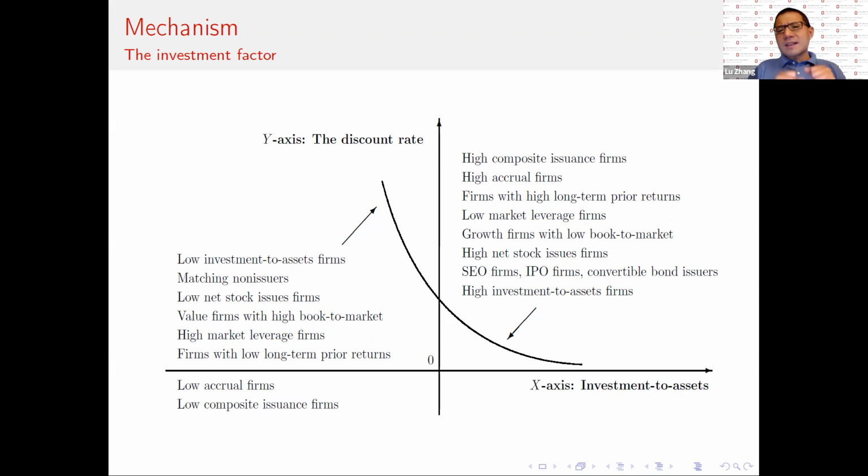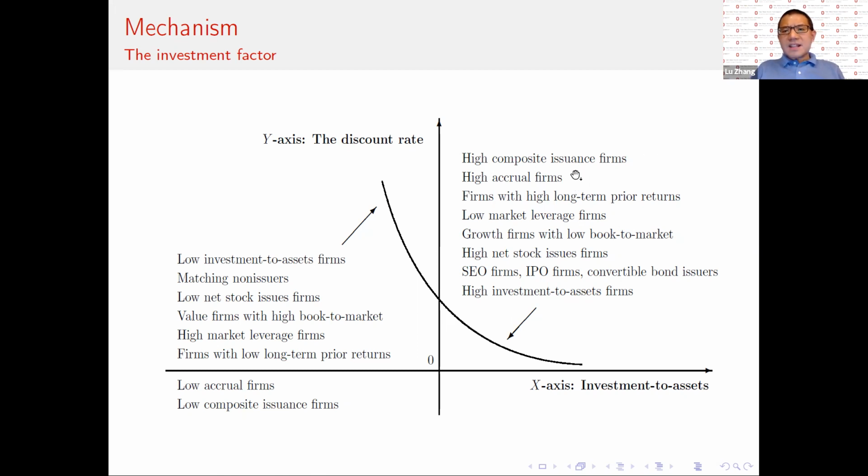Most anomalies are basically the investment anomaly, different manifestations of our investment factor or ROE factor. In the case of accrual, it's loading simultaneously on our investment factor, profitability factor, as well as the expected growth factor. Only after we throw in expected growth in the Q5 model can we fully account for Richard's famous 1996 Accounting Review article on operating accruals.